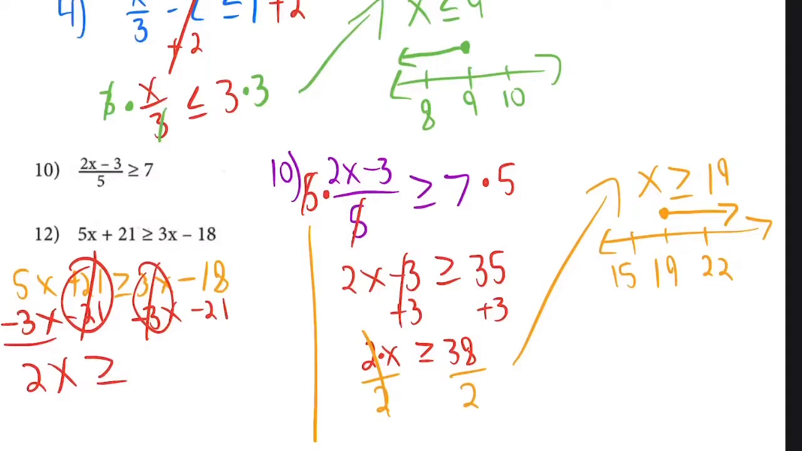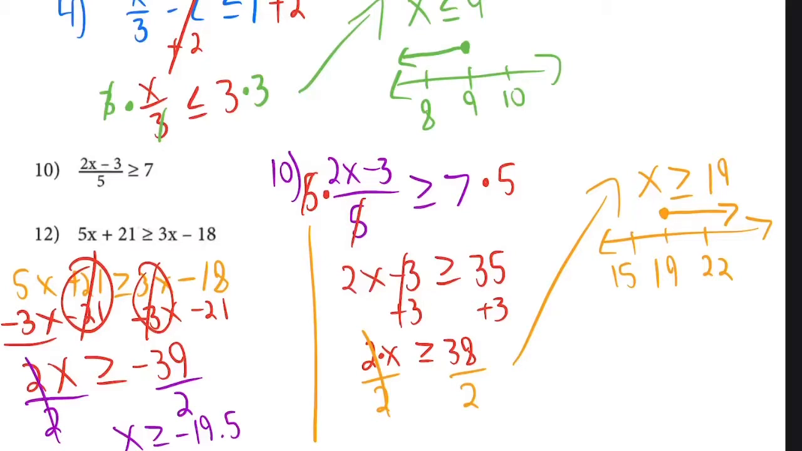And now I need to do negative 18 minus 21. That would be a negative 39. Now we have this 2 times x. We're going to divide by 2. X is greater than or equal to half of negative 39. Well, that's almost 20, but it's a little bit smaller than 20, so it's going to be negative 19.5.